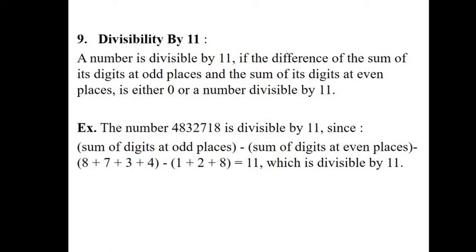Sum of digits at odd places: just choose the odd places, 8 2 1 8 2 1 4 3 7 8. Okay, 4 3 7 8 are the odd places. Even places numbers: 1, the second place is 8, 2, 1. Okay, find the sum and the difference for both. It is 11. 11 is divisible by 11. So got it, it's divisible by 11.